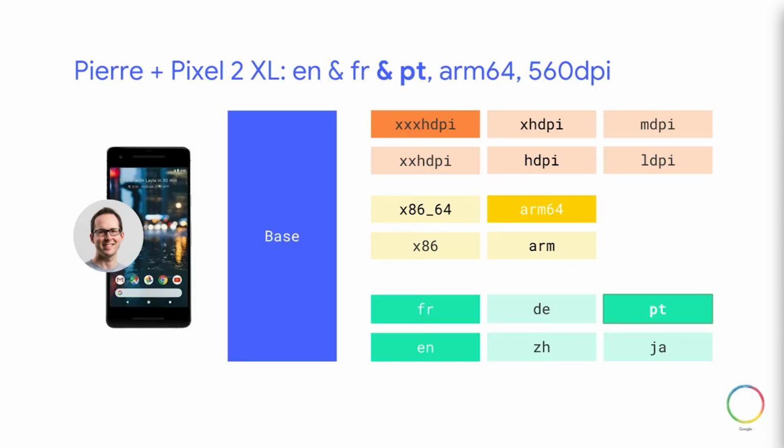If Pierre then moves to Brazil and learns Portuguese, he might add Portuguese as a language to his device. When he does this, the Play Store will attempt to download the Portuguese language split for each app on his device. If the device is not online at that time, we will download the language splits overnight. And that's config splits.